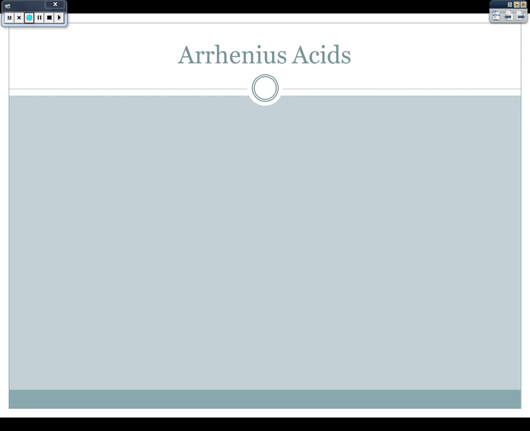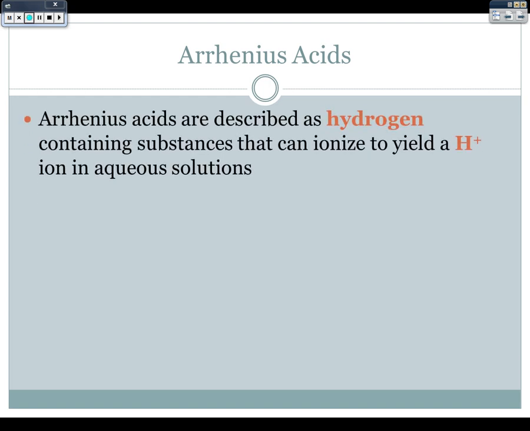Now, we like to classify our acids, and one of the ways that we classify them is by a guy called Arrhenius, who decided to classify acids this way. Arrhenius acids are described as hydrogen-containing substances that will ionize, or essentially dissolve in water, to yield an H+ ion in aqueous solutions. So when we say ionize, what that means is you take a compound and you dissolve it in water, and it breaks up into its associated ions. And in order to be an acid, one of those ions has to be H+.